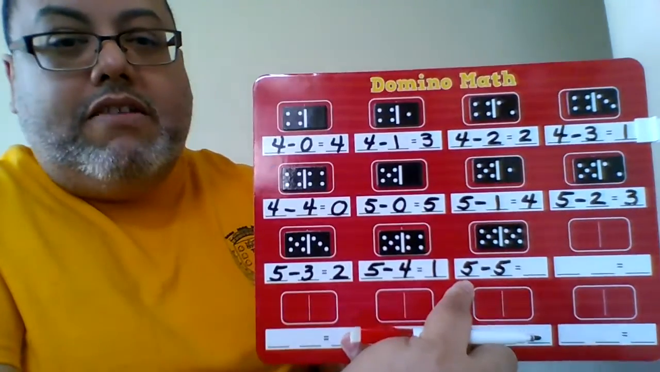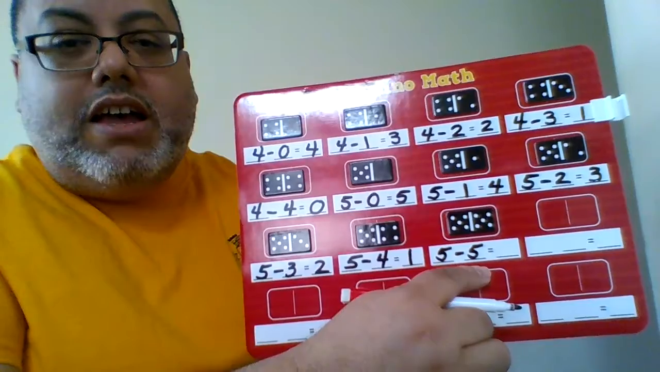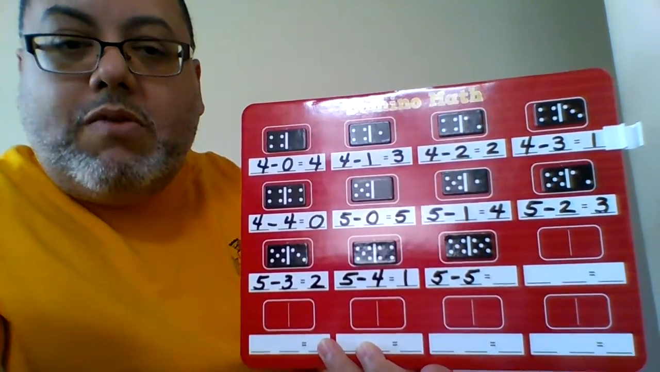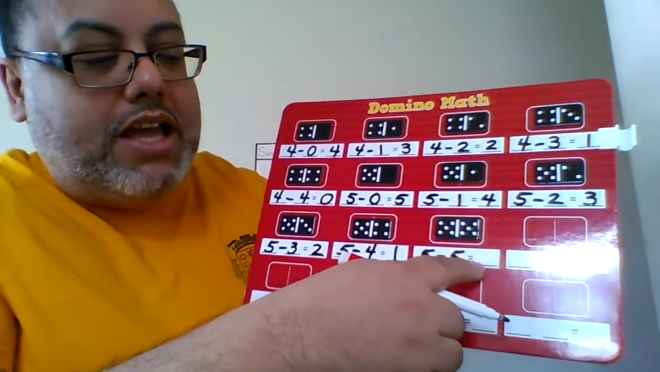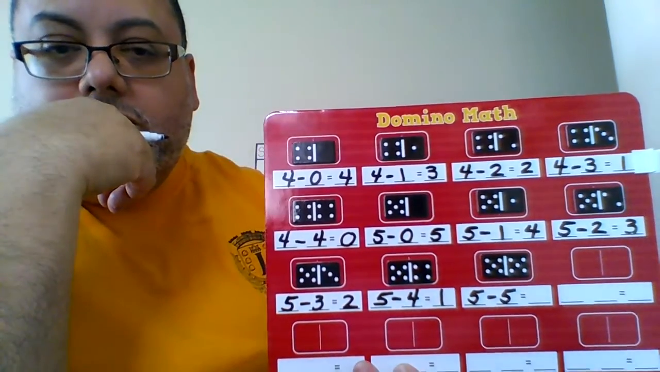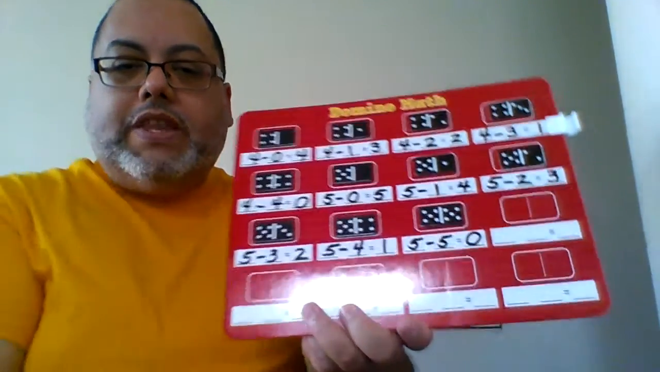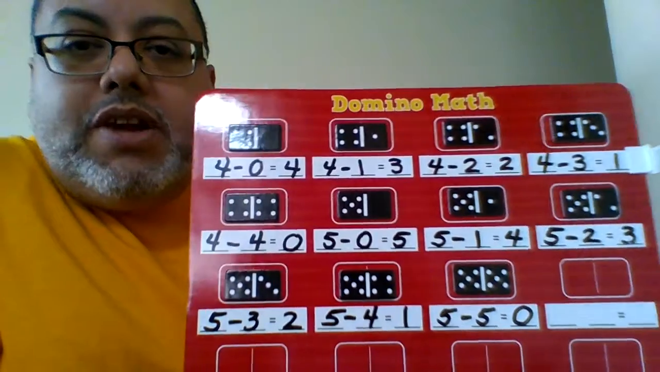So 5 minus 5. So you have 5 and you give 5 away, where they take away 5 from you. How many do you have left? It's a double, so it's 0. Good. And this is how we subtract, boys and girls.